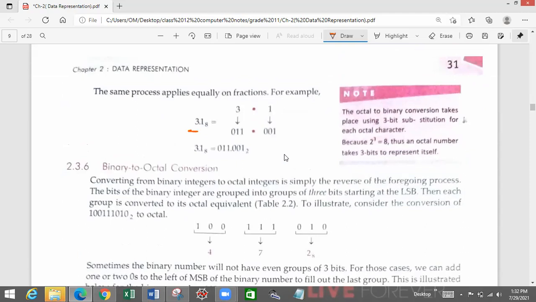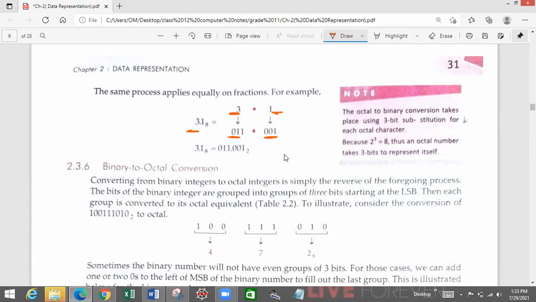If a number has a fractional part, what I am doing is, for 3, I am writing this number. For 1, I am writing the representation for 1, and I am using the dot as it is. So it is 011.001 in binary.